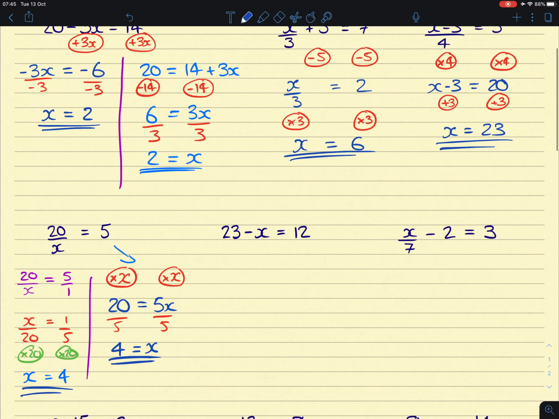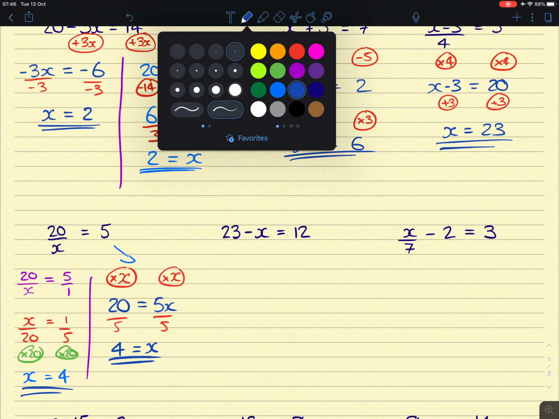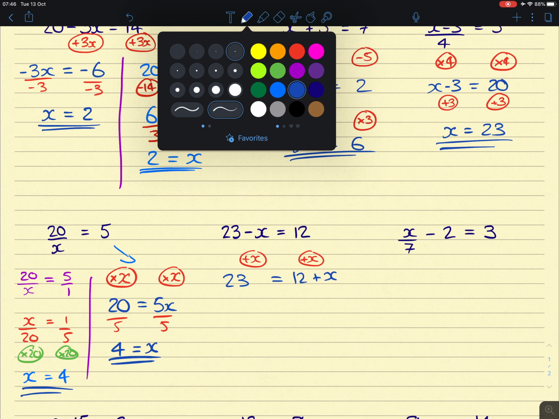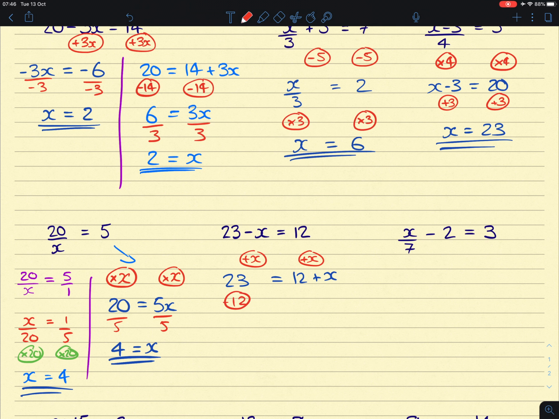The next one, similar situation to the first one, where you've got a negative x term. So there's two ways of doing this, but I'm just going to show the way that I would do personally. I'm going to add x to both sides, because you generally want to avoid having negative x's. So we have 23 equals 12 plus x. And then I'm going to take away 12 from both sides in order to get rid of that 12 that's being added to x. And that will give us 11 equals x.